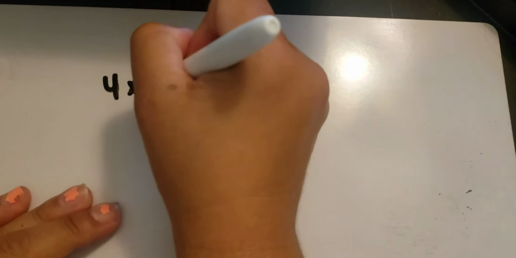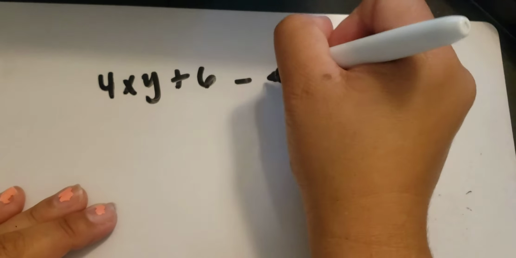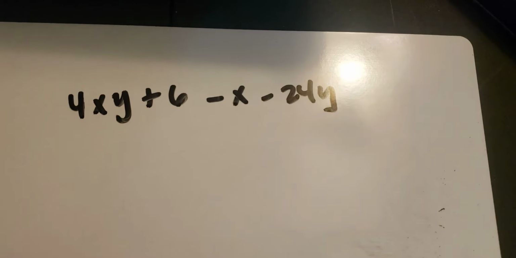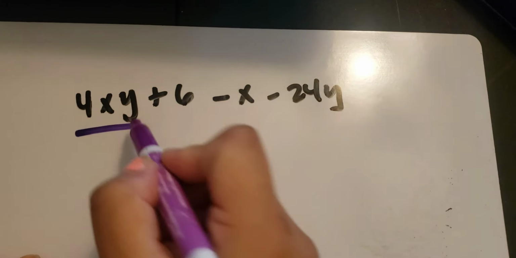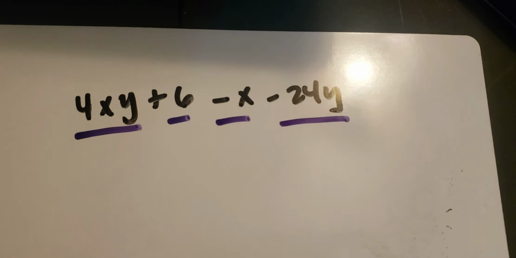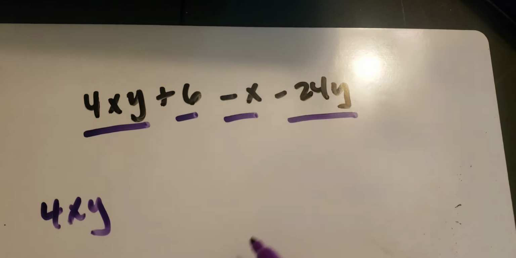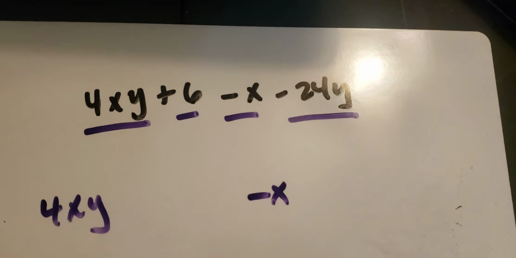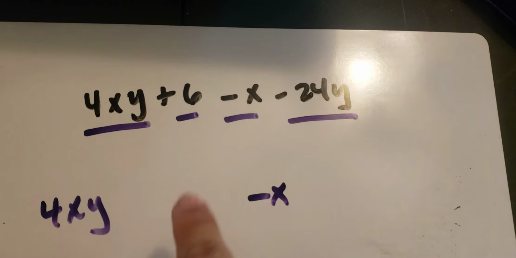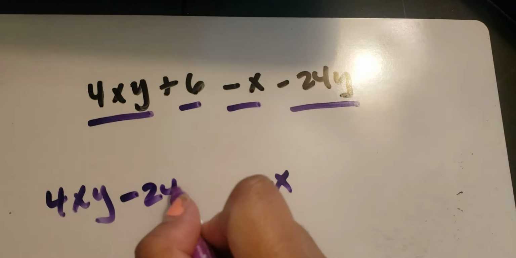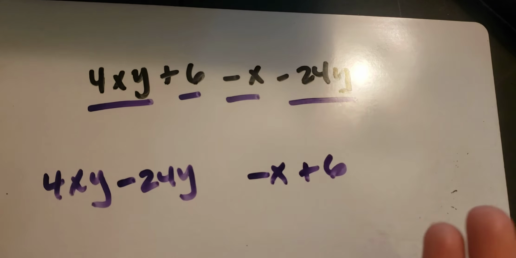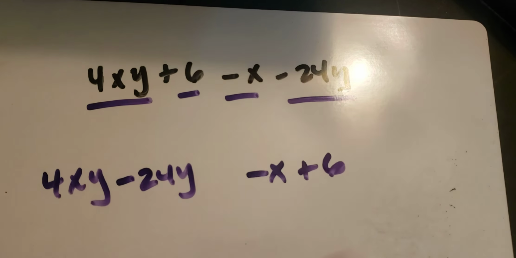The original was 4xy plus 6 minus x minus 24y. What we have to do is regroup them. So 4xy, 6, negative x, and negative 24y, we have to switch them. Earlier we had 4xy, and then earlier we had negative x. So we cannot put 6 here, and we cannot put 24y. So why don't we switch those? We'll put negative 24y here, and then we'll put plus 6 here. I don't know, let's see if this works. Okay, so it's kind of like trial and error.